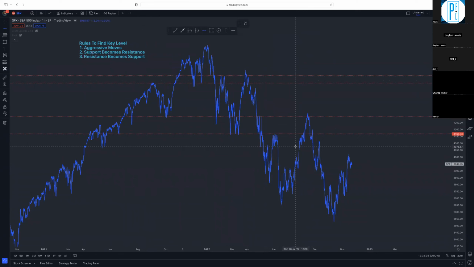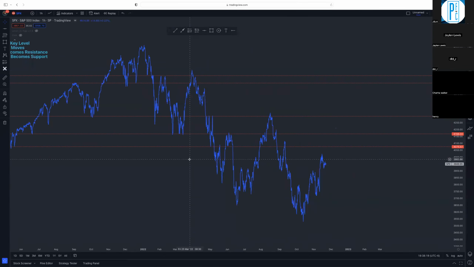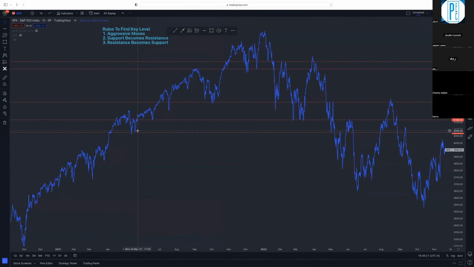And you just have to go in your charts and find them as you go and then go from there. So I'm also going to plot this level. It's support here, nice aggressive move off of. Then look what it did, guys. This level that we just did, look at that level right there.